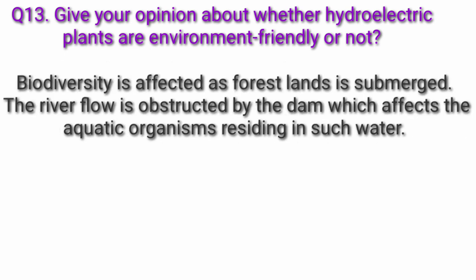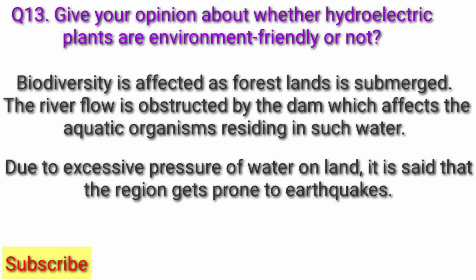Biodiversity is affected as forest land is submerged. The river flow is obstructed by the dam, which affects the aquatic organisms residing in such water. Due to excessive pressure of water on land, it is said that the region gets prone to earthquakes.